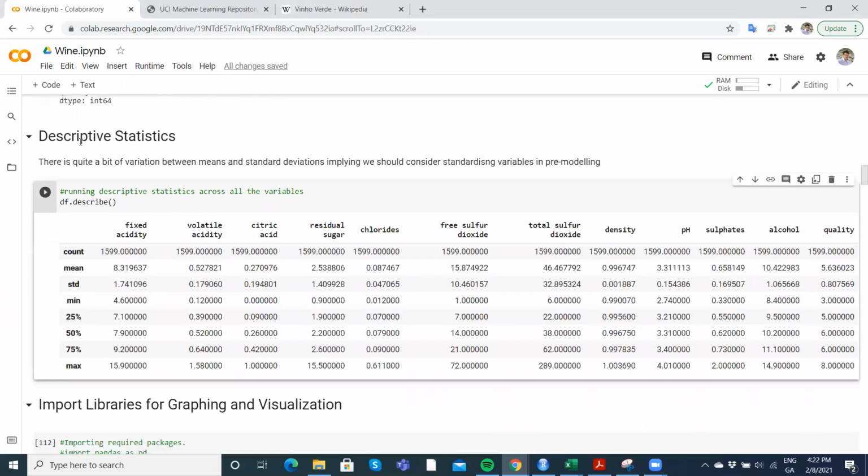If we do some basic descriptive statistics, then we can see that the quality, the maximum was 8, but the minimum was 3. So we don't have a 0, 1, 2, and we don't have a 9 and 10. And the mean value is 5.63. When we compare the mean across the range here, you can see there's quite a variation. So we'll have to standardize these values later on.